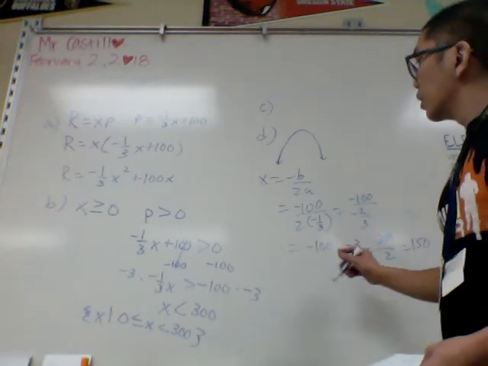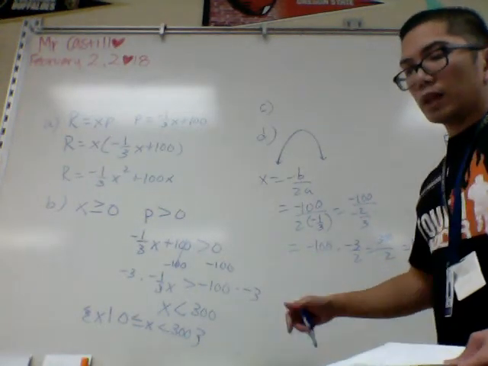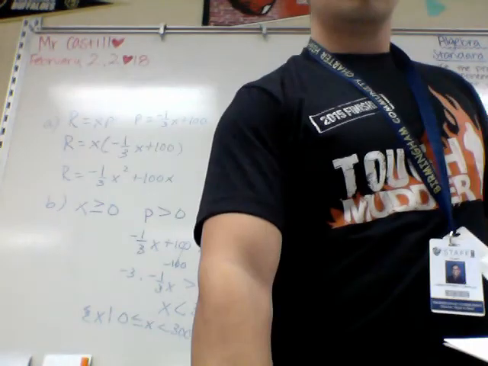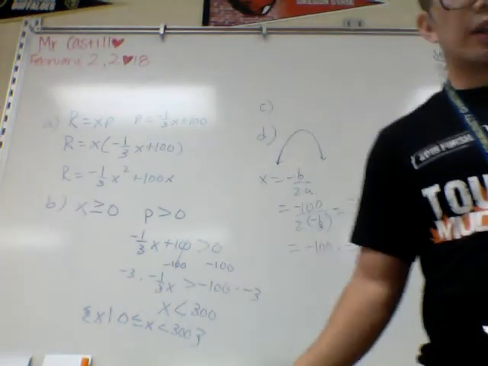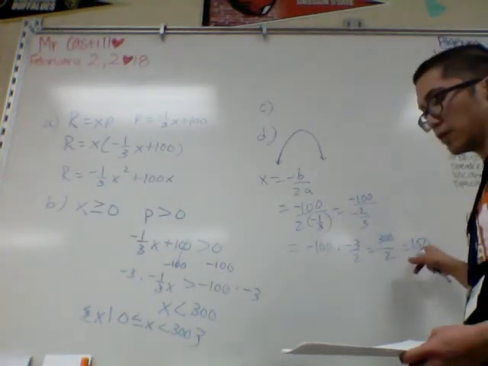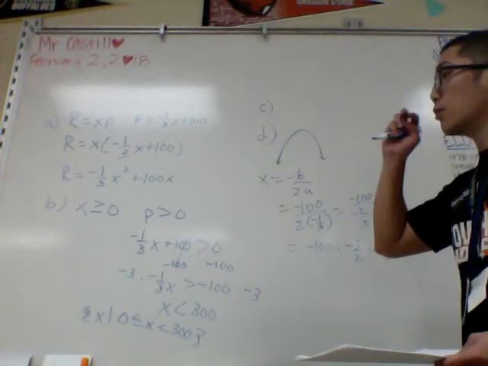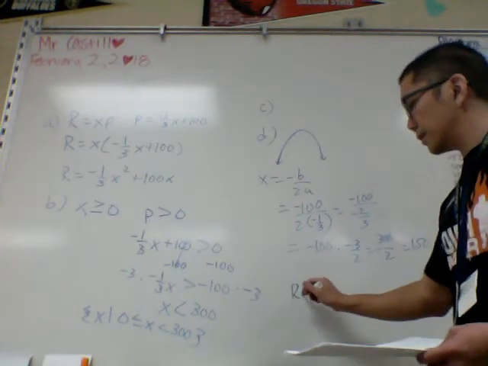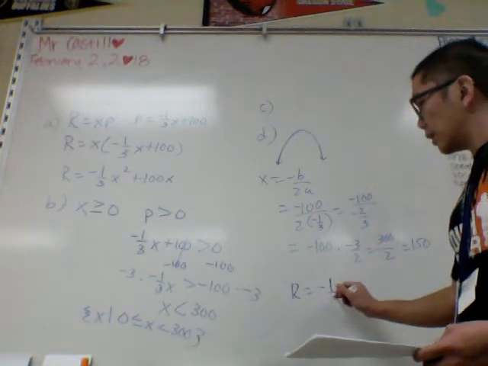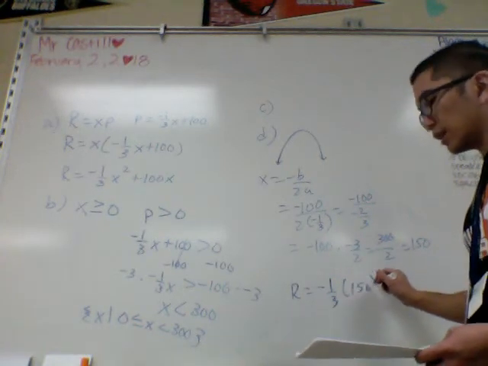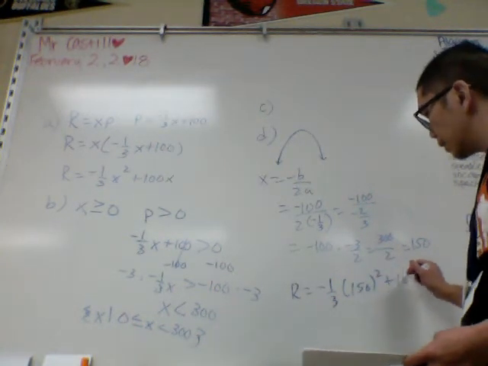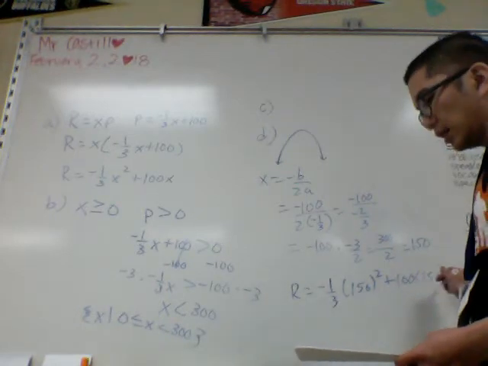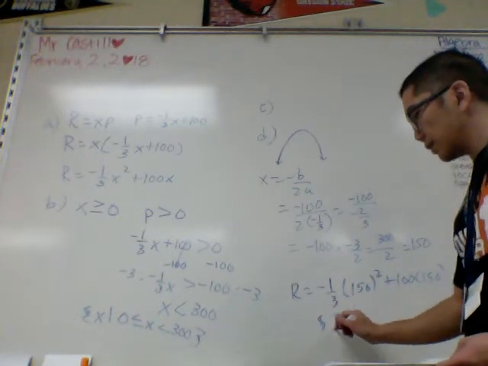Now, they want to know what is the maximum revenue. So once you get this as your answer for the x, just plug it back into the revenue equation. And once you put that into your calculator, you'll see that your answer is 7,500.